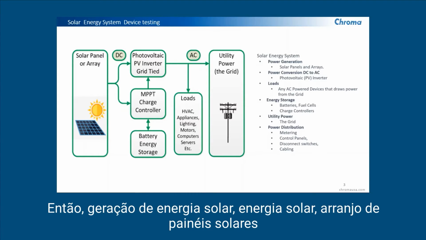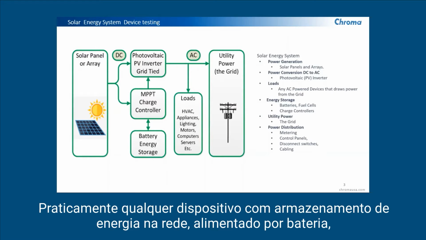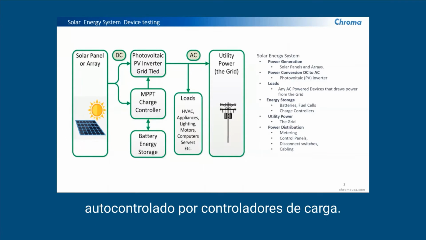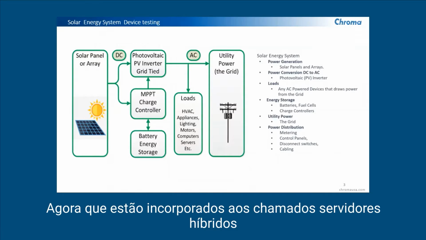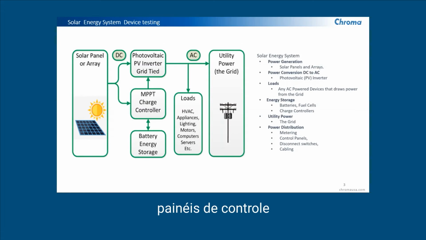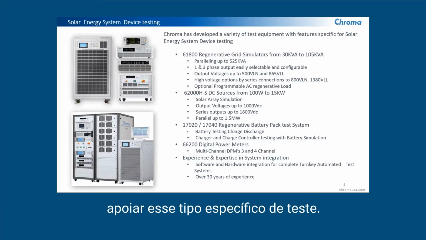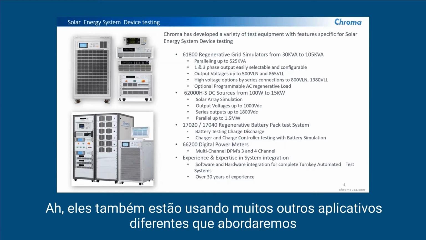So power generation: solar power, solar panels, arrays. Power conversion: PV inverter. Loads: just about any device that gets plugged into the grid. Energy storage: battery, fuel cells, controlled by charge controllers now incorporated into the PV inverters, referred to as hybrid inverters. Utility power would be the grid itself, and then power distribution, metering, control panels, etc. So Chroma's put together a number of different products to support this particular type of testing. They're used in a lot of other applications as well that we're going to be covering in the future.